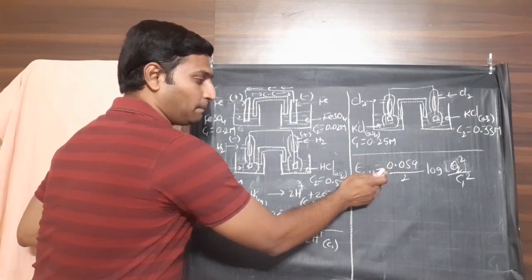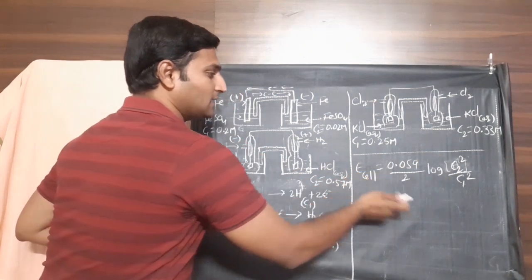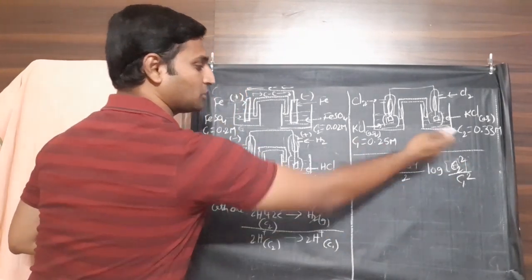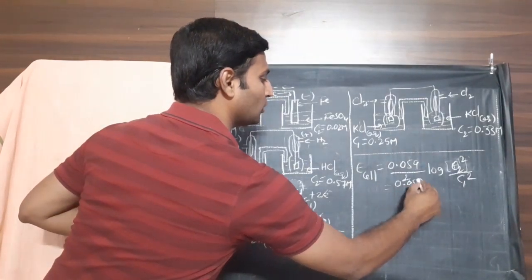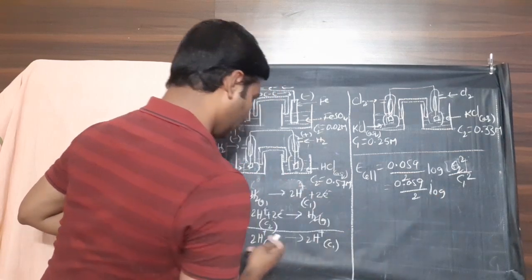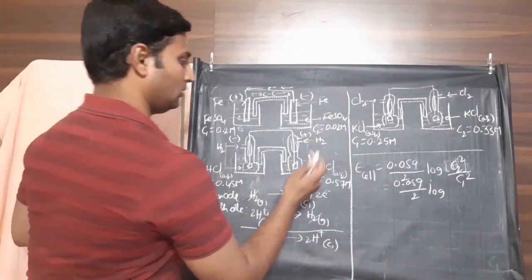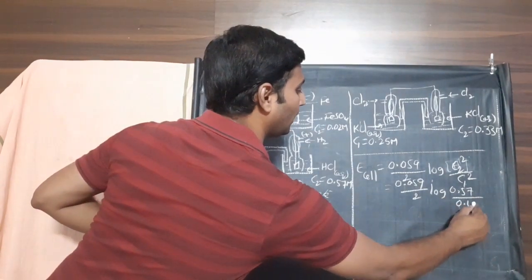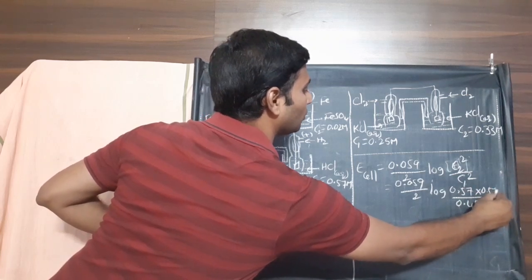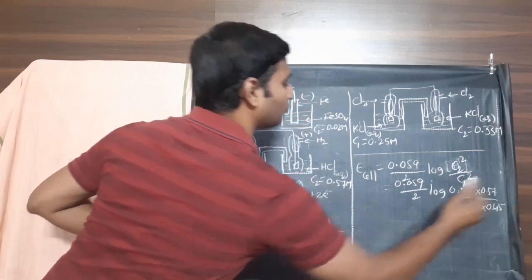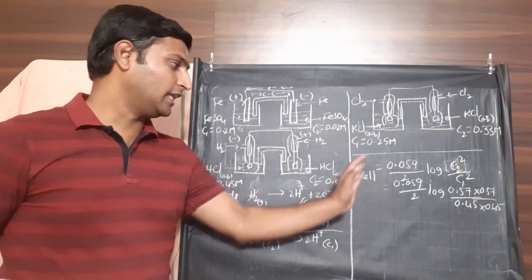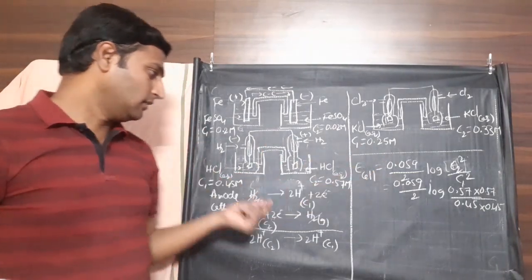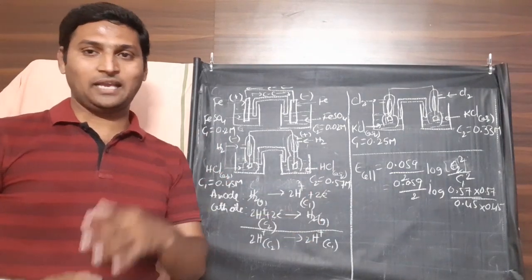Please remember, if you take plus here, reactants by products. If you take minus here, products by reactants. Now C2 square by C1 square is nothing but C2 by C1. You can substitute accordingly and do it. So 0.059 by 2 log of, what was C2? 0.57 divided by C1 was 0.45, so 0.57 by 0.45. Simplify that, get your cell potential. That is how exactly the Nernst equation for hydrogen electrode for the given values can be calculated.